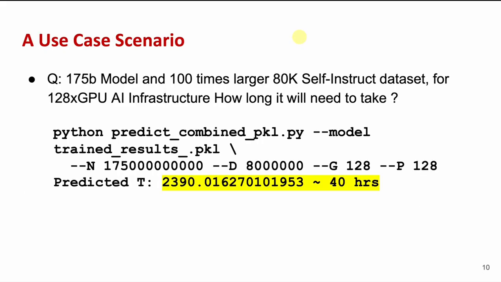This is the potential use case in our mind. Like we said before, we cannot run it, or we don't have the resources to run it, but we want to predict. So let's say the model size is up to 175 billion, which is 100 times larger than 80K. And if we have a 128-GPU AI infrastructure, how long would it take? Based on our model predictions, it will be around 40 hours.